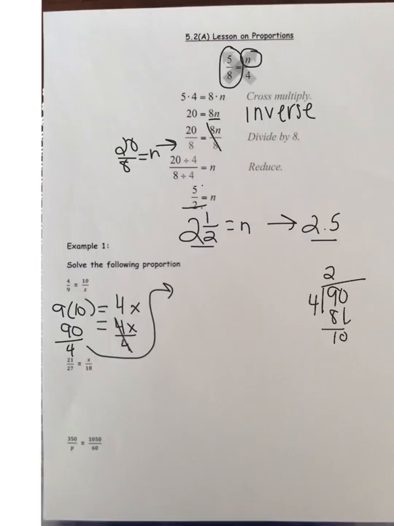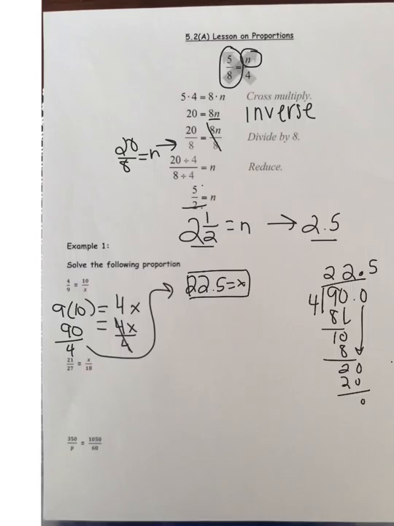4 goes into 10 2 times. There's a decimal point now. And 4 times 2 is 8. Bring down this invisible 0. 4 goes into 20 5 times. I end up with 22.5. So 22.5 equals x. I could have also just plugged that into my calculator, 90 divided by 4, and I would get 22.5.